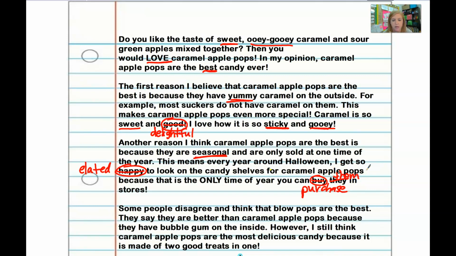In stores. Okay? Some people disagree and think that blow pops are the best. They say they are better than caramel apple pops because they have bubble gum on the inside. However, I still think caramel apple pops are the most delicious candy because it is made of two good treats in one. Now, delicious, I feel like, is a strong adjective. But I'm concerned with this word. There's that word that we use all the time, good. It is made of two good treats in one.